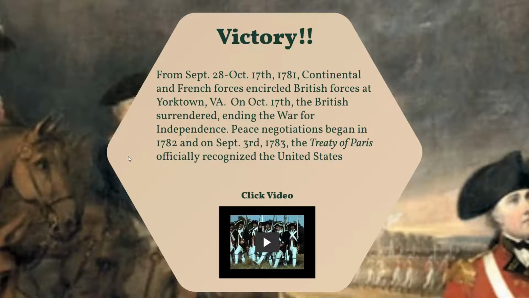Victory at Yorktown. From September 28th to October 17th, 1781, Continental and French forces encircled British forces at Yorktown, Virginia. On October 17th, the British surrendered, ending the war for independence. Peace negotiations began in 1782, and on September 3rd, 1783, the Treaty of Paris officially recognized the United States. This is a video down here which explains more about Yorktown.